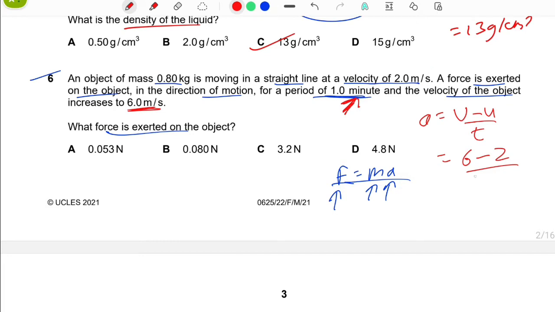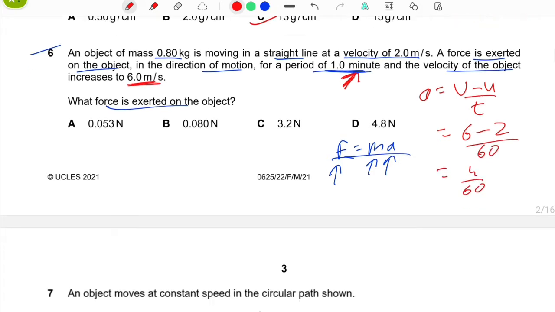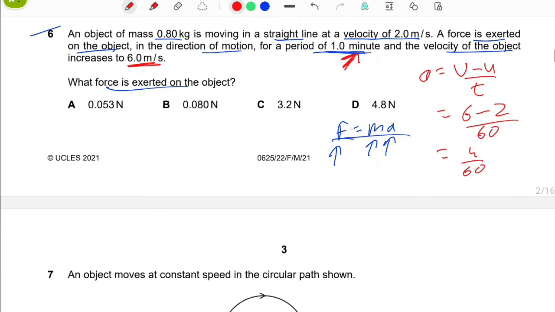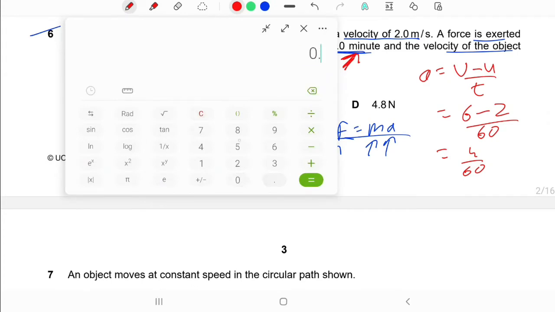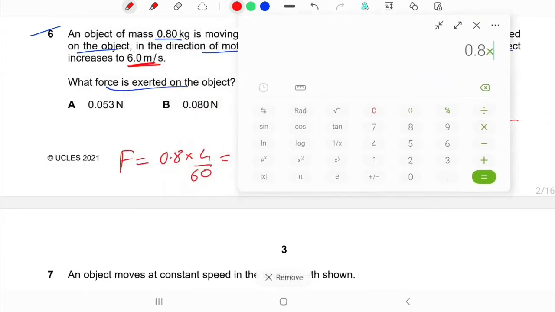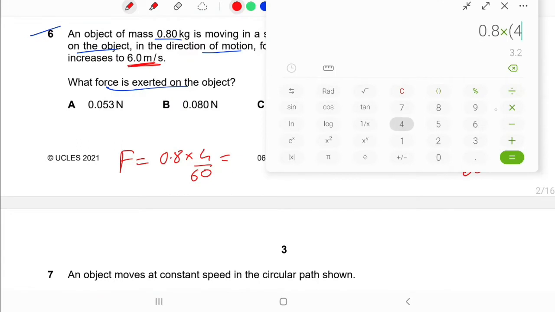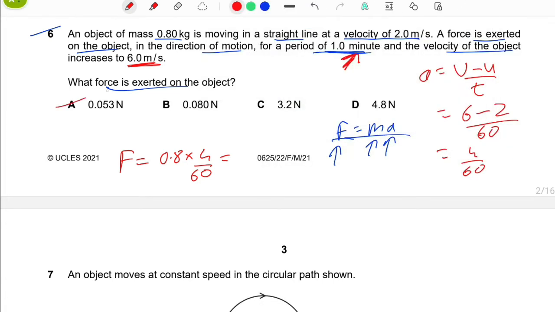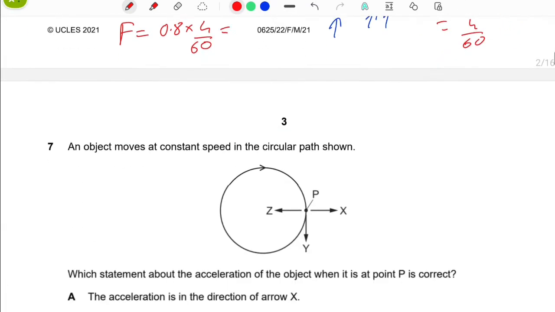So 1 minute is 60 seconds. So boom, 40 divided by 60. Now you just have to put this value in this expression. So force is equal to 0.8 into 40 divided by 60, and your answer will be, let us just calculate it, 0.8 into, what was it, 4 divided by 60, 0.053. So here is your answer, 0.053, and yeah, option A will be your correct option.